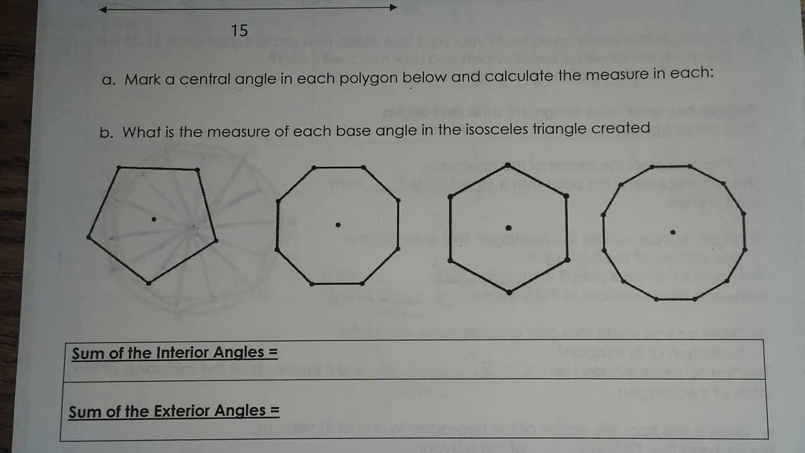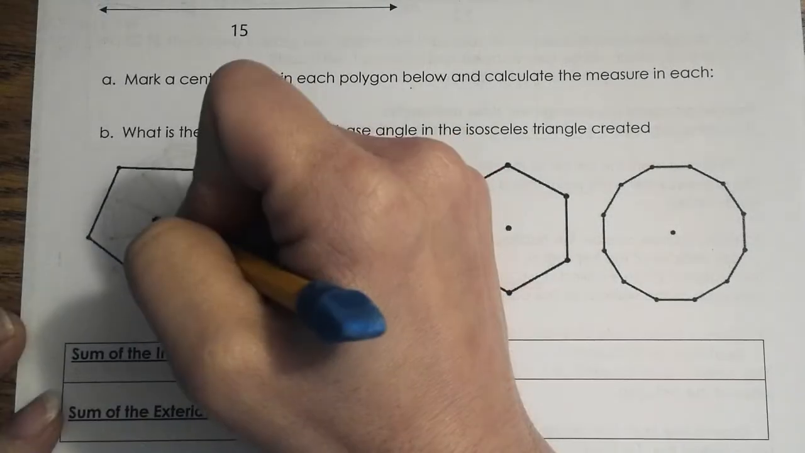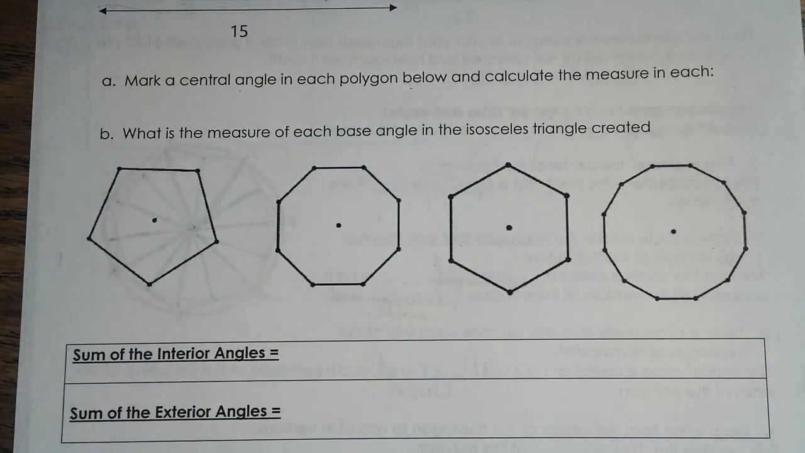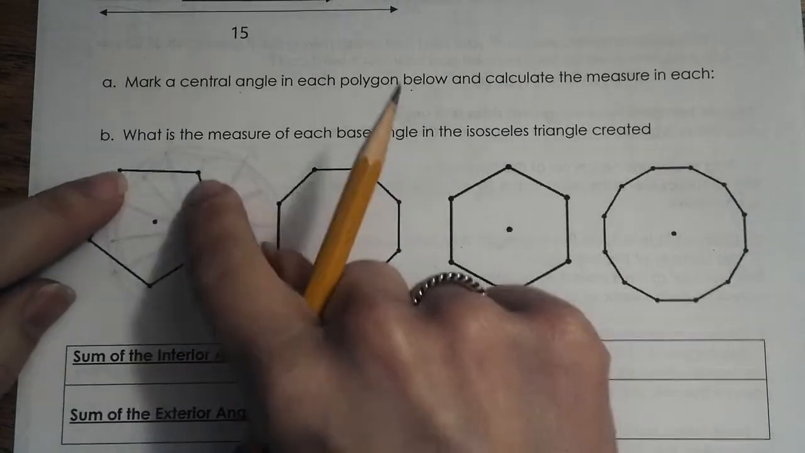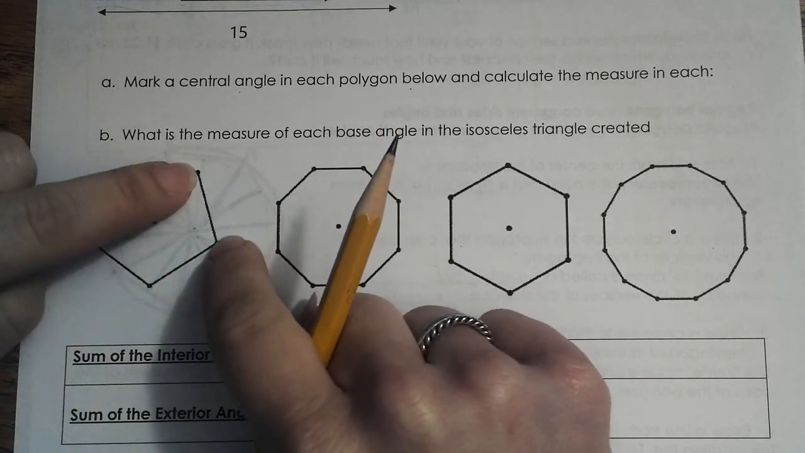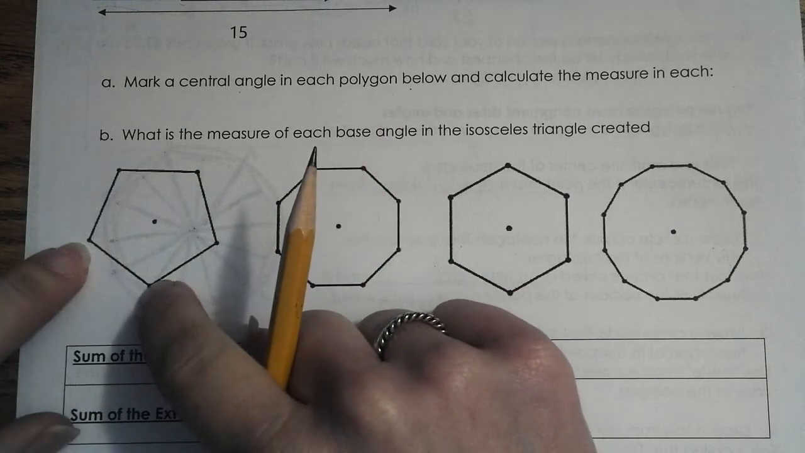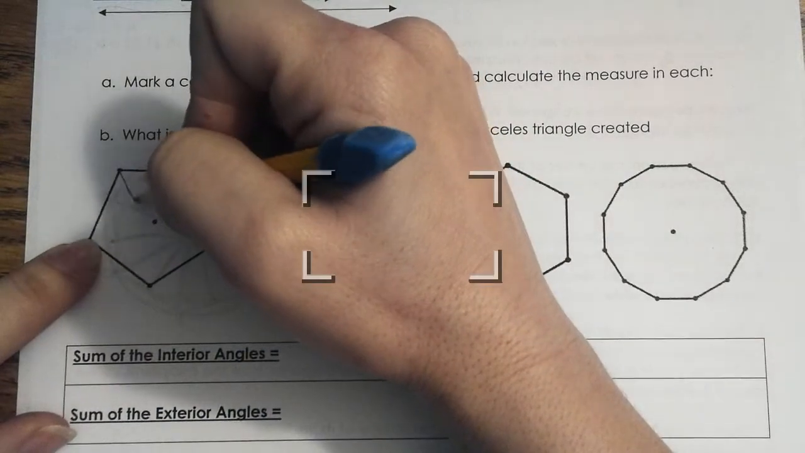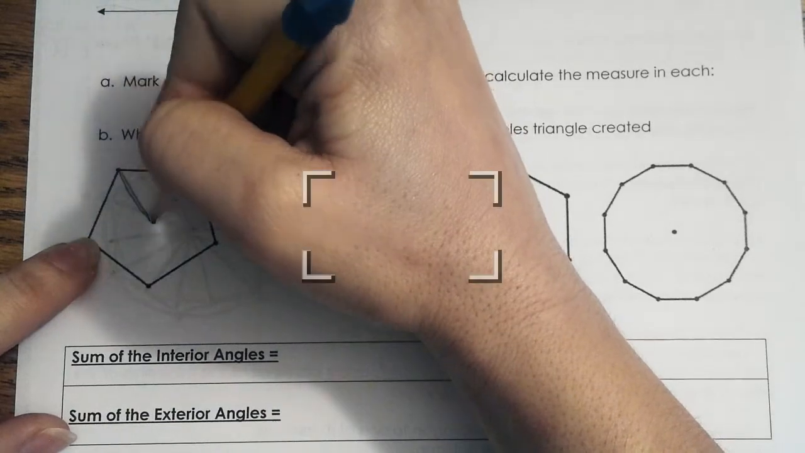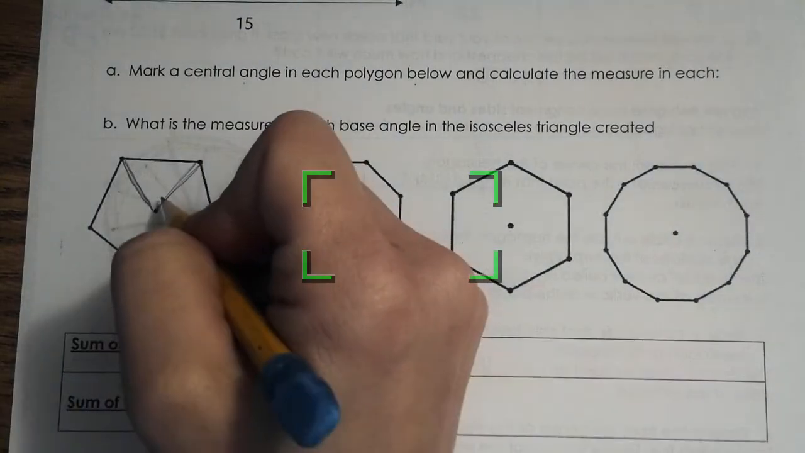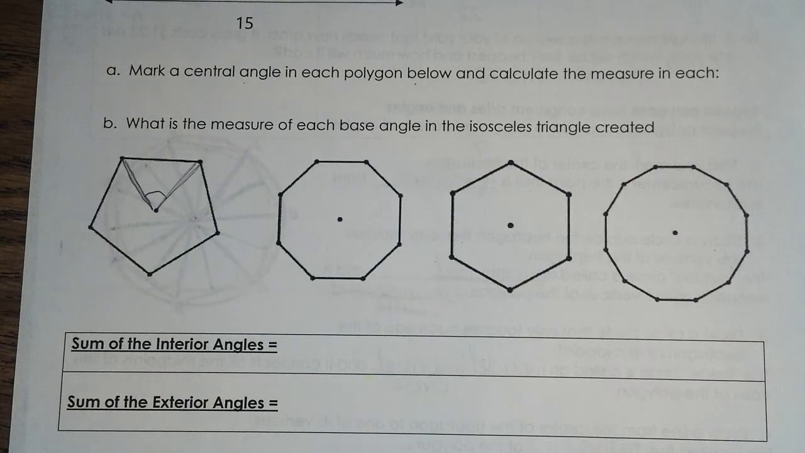Okay. All right, mark a central angle in each polygon below and calculate the measure in each. So the central angle is, if you pick two adjacent vertices or consecutive vertices, that just means 2 points or vertices that are right next to each other. So these two are next to each other, consecutive, these two are adjacent, same thing all the way around. I'm just going to pick this one and this one. The central angle is that measure between those.